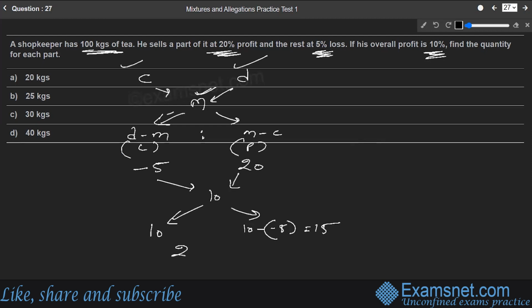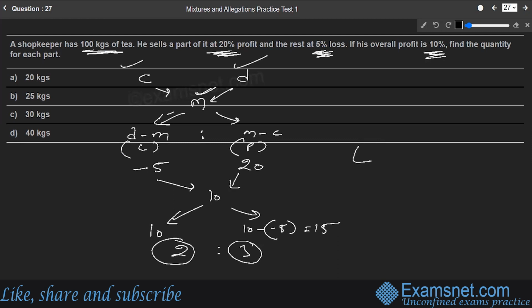So 10 is to 15 is nothing but 2 is to 3. So the loss part should be 2 parts and the profit part should be 3 parts. Total weight is how much? 100 kg. And what are we supposed to find out? Find the quantity for each part.